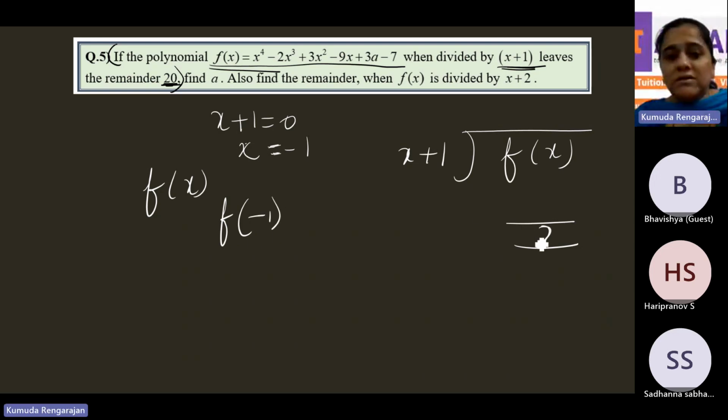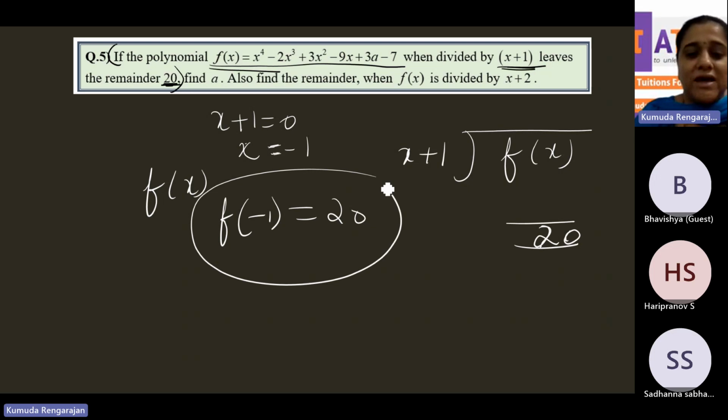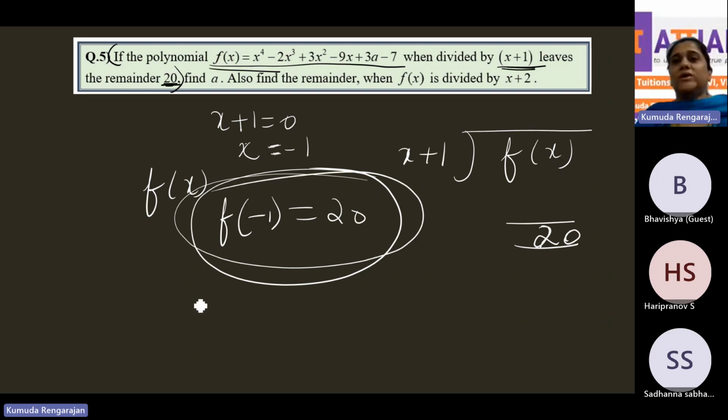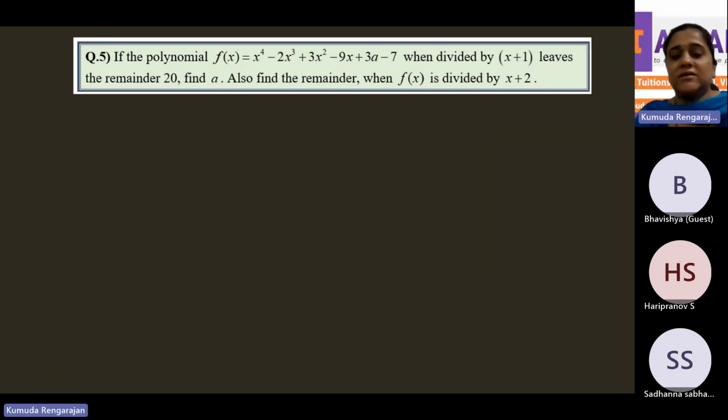And what is the remainder? The remainder is 20, right? Yes, miss. And where will you write the remainder? F of -1 is equal to 20. This is what I asked you. Very good. You know it, but maybe I did not put my question clearly. This is what I wanted: f of -1 is equal to 20. When you read information, you must make a mathematical equation out of it using the remainder theorem. That's very important. Very good, Hari.